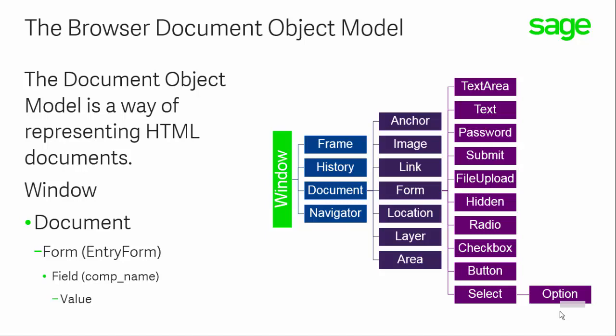When we open something like an opportunity summary page in Sage CRM, then in the browser we're going to have a document that will have a form that contains fields of type text or hidden or select. And the same document will also have hyperlinks and other tags which we can access and control using JavaScript. I'll give you an example.